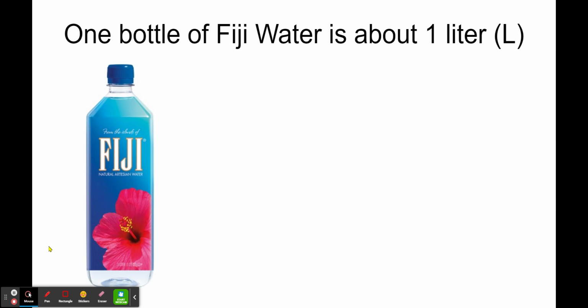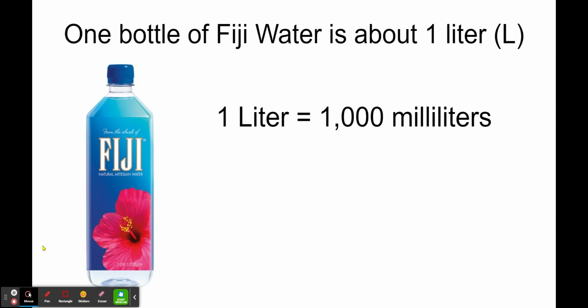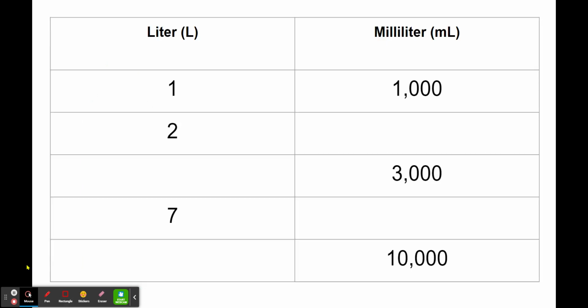All right, let's go ahead and talk about what is 1 liter. So 1 liter is about the size of a Fiji water bottle. So if you ever see these water bottles at the grocery store, this is 1 liter. Or it's not about, it's actually exactly 1 liter if you get the big water bottles. All right, now 1 liter is equal to 1,000 milliliters. So in order to get 1 liter, we need to have 1,000 milliliters.